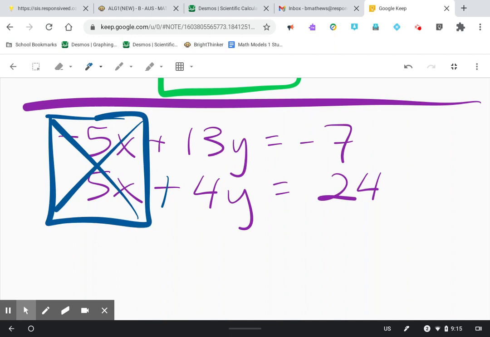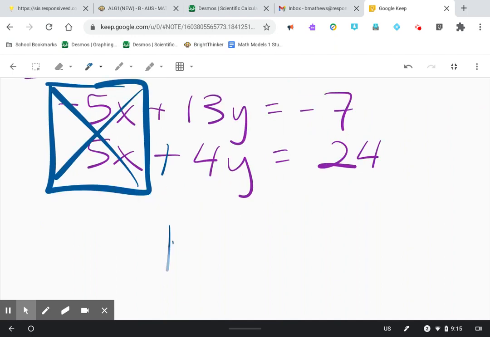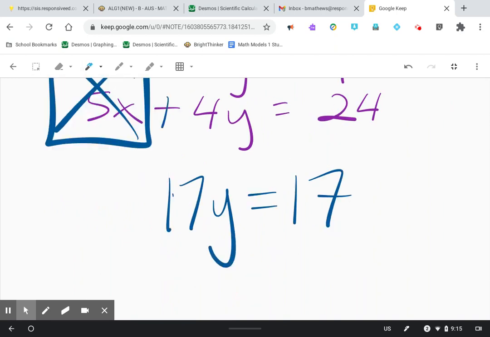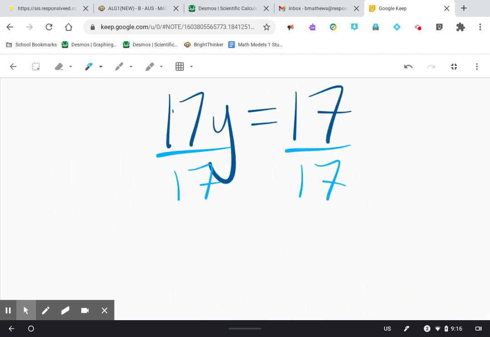That's going to go away, leaving me with 17y equals 17. Should be pretty obvious what the solution of that is going to be, because if I divide both sides by 17, I'm going to get y equals 1.